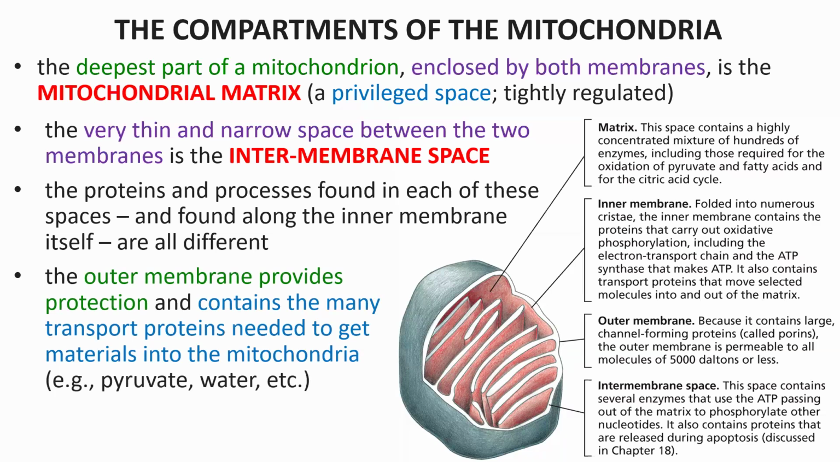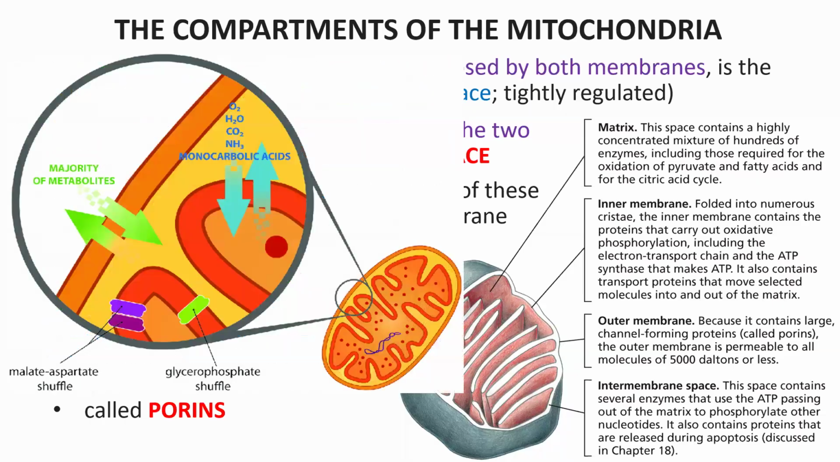Pyruvate is made by glycolysis in the cytoplasm, and then pyruvate is transported into the mitochondria to be converted to acetyl-CoA. Well, that means pyruvate needs to get through this outer membrane. And so the outer membrane is like a gatekeeper function. The proteins in the outer membrane that allow things to enter the mitochondria are called porins. They're channels, usually, transporters. And we can see the green arrows here are representing some of those porins.